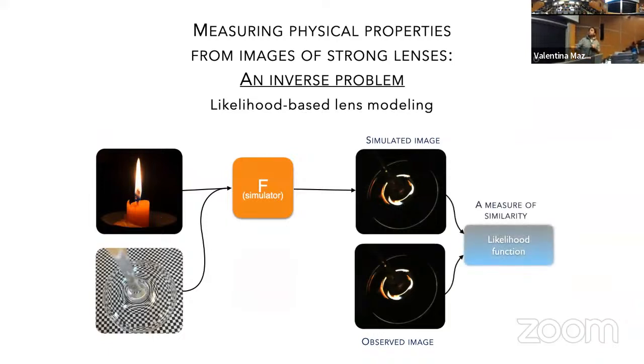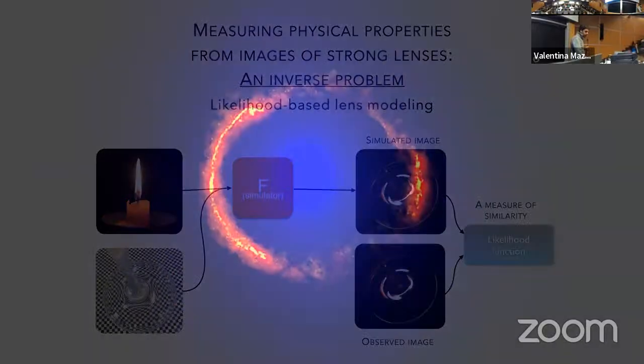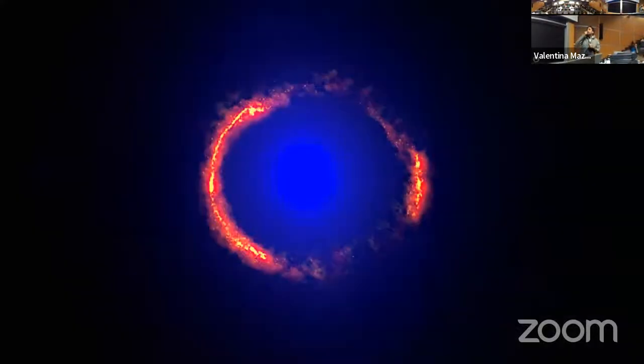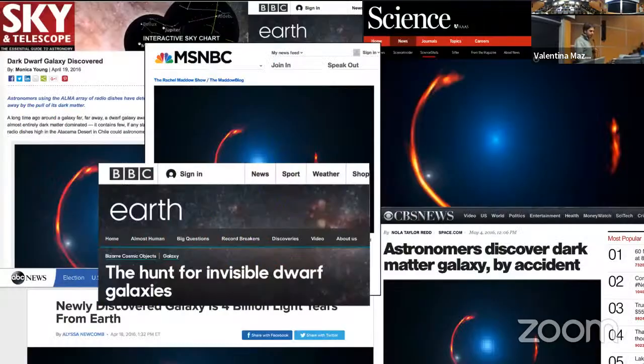And we do the comparison for these things with something called the likelihood function. This is something that I was doing for many, many years. Back in 2016, we analyzed this gravitational lens, and we found the evidence for the existence of a 10 to the 9 solar mass subhalo at this location.